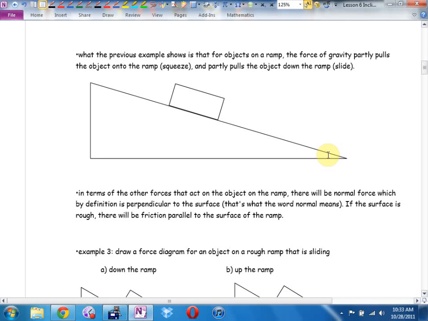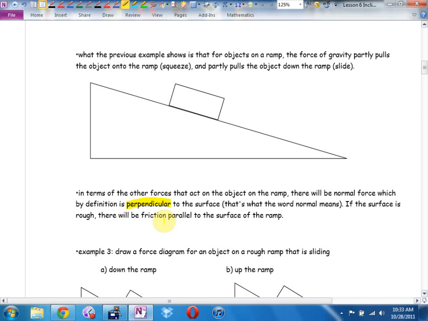In terms of the other forces that act on the ramp, there will be a normal force, but the normal force, by definition, is always perpendicular to the surface. It's always 90 degrees to the surface. In fact, the word normal in math, if we say two objects are normal to each other, we say they're 90 degrees to each other. Oh, I thought that just meant that they were like normal, like not weird. No, actually it has a mathematical meaning. If the surface is rough, there will be friction parallel to the surface of the ramp.